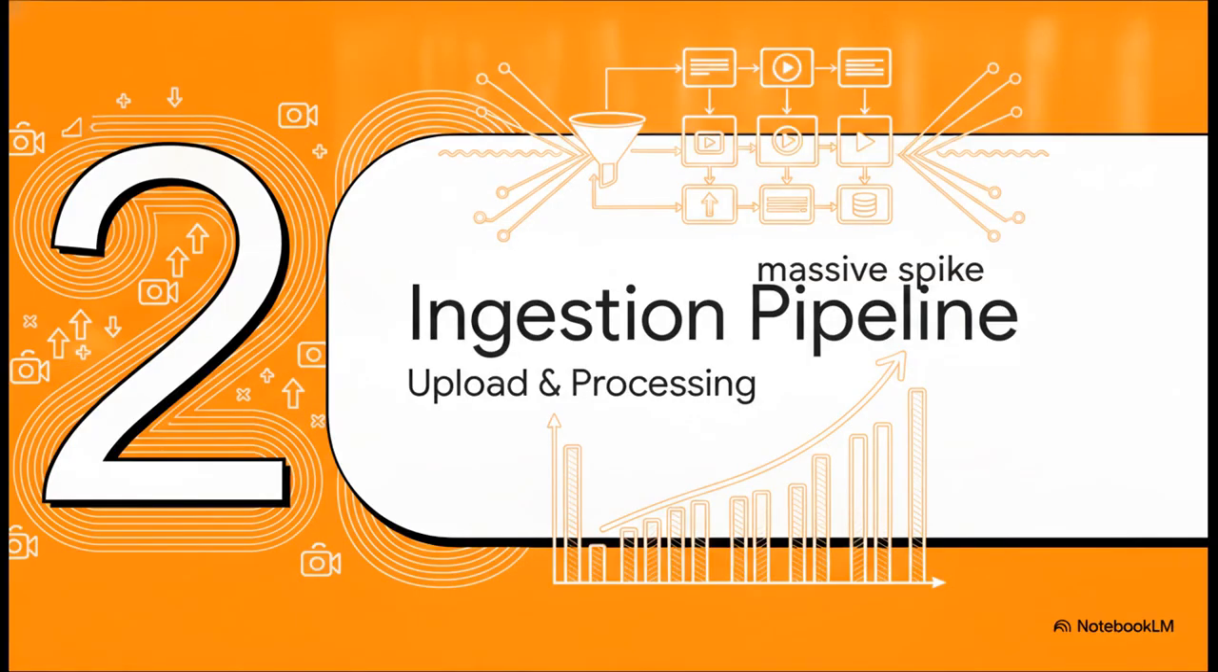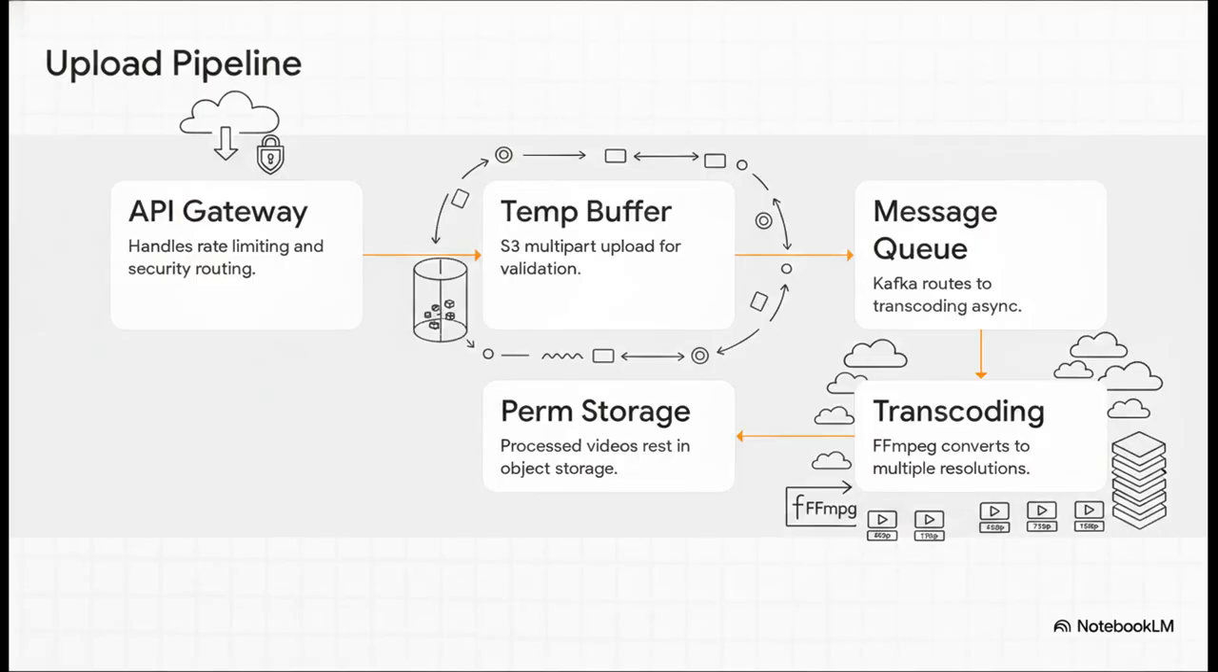Moving right along to part two, the ingestion and processing pipeline. So what actually happens when a creator hits upload? Well, the video doesn't just magically drop into a database. First, it flows through an API gateway for security and rate limiting. Then, it goes into a temporary buffer, think something like an AWS S3 multi-part upload, just for validation. Only after all that does it hit a message queue. This queue routes the file to these really heavy-duty transcoding services, where it gets converted into a bunch of different resolutions using FFmpeg, which is this incredibly powerful industry-standard tool for manipulating video. And then, finally, it rests in permanent storage.